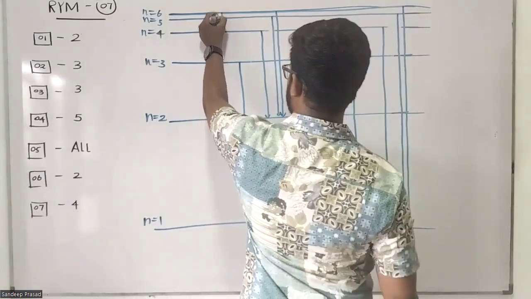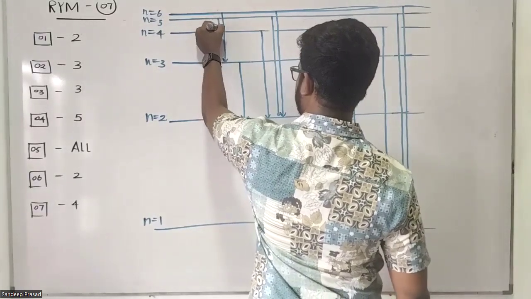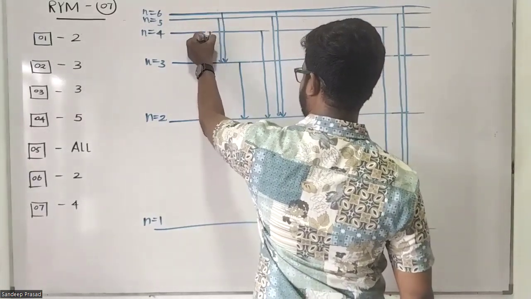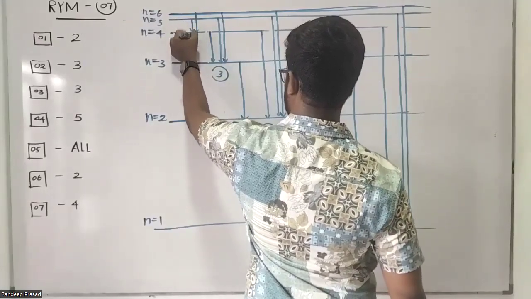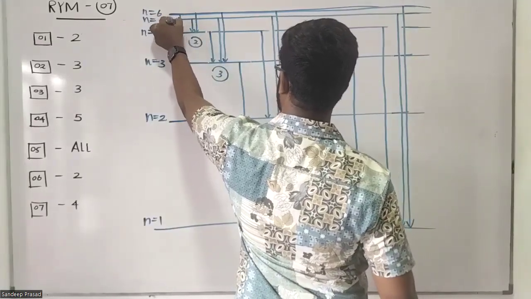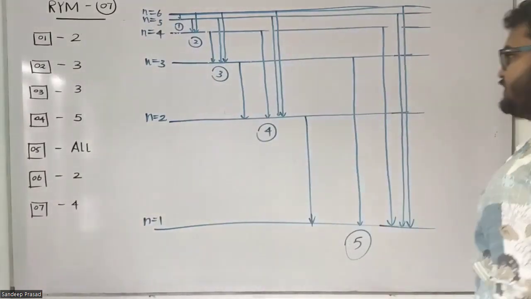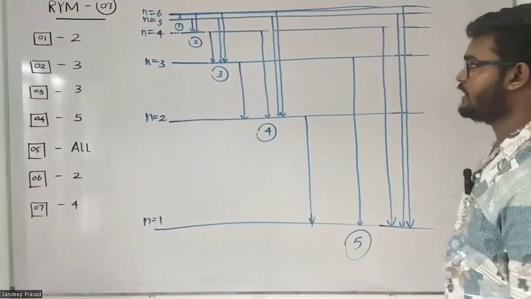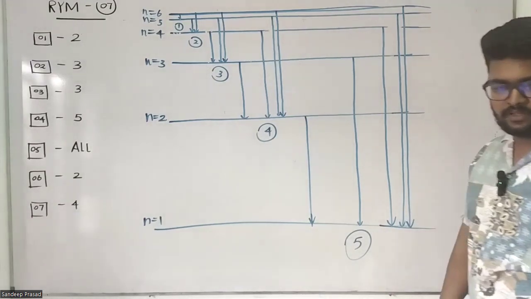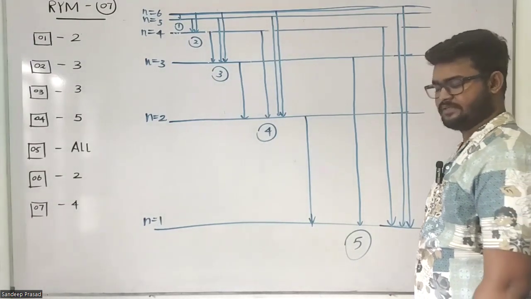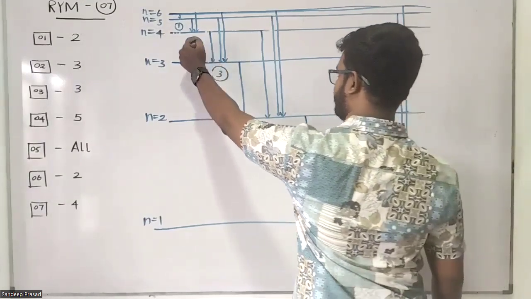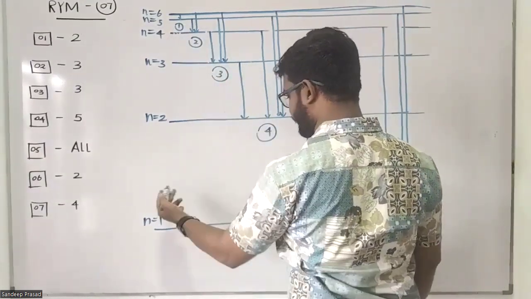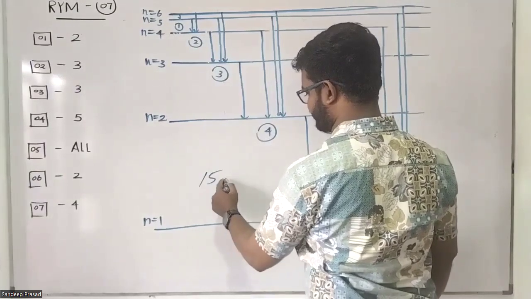When you go for the Paschen series, here we can see 3 electron transitions. That means how many spectral lines can be obtained when there are 6 energy levels? 5 plus 4, 9, 12, 14. There will be a total of 15 spectral lines.